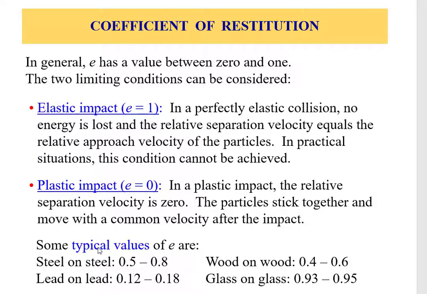Typically, in between, the values will depend on the material and the finishes. Let's say steel on steel impact has a range of 0.5 to 0.8, while glass on glass has a higher value, which means less losses, and I think that loss is due to the sound. If you have wood to wood impact, it has a roughly medium range, and lead to lead means the lowest value, or highest losses.